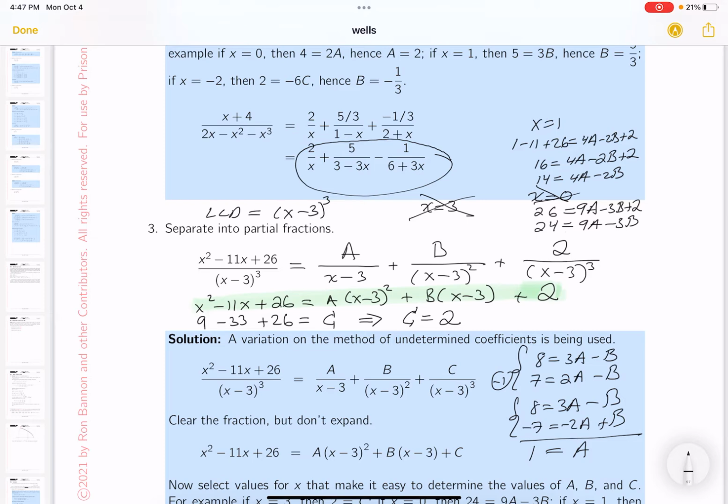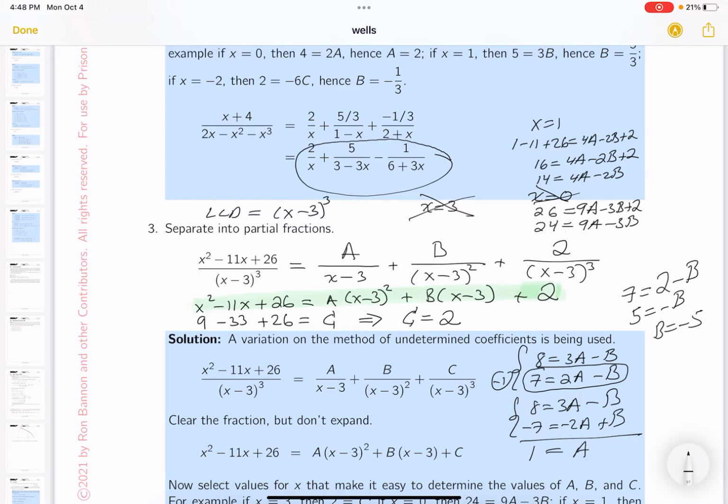Well, my gut feeling is to take one of these equations, like this one over here. And let's write it down. You get 7. If a is 1, you get 2 minus b. Well, you get 5 equals minus b, or b is equal to minus 5. I think I'm ready to write this down now.